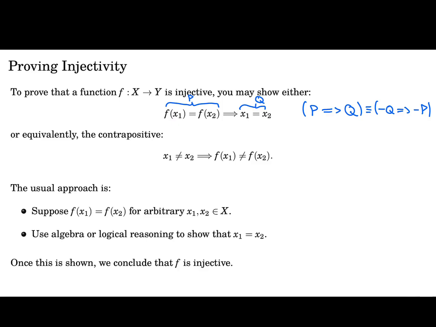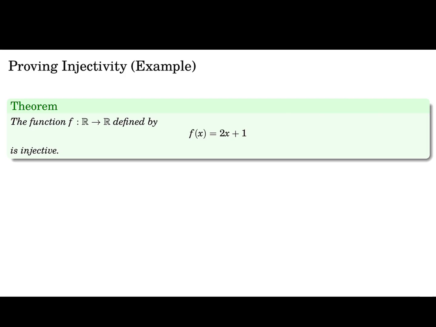Okay, so the usual approach, the direct approach, might be just to prove the top one. How can that work? Suppose f(x1) is equal to f(x2) for arbitrary x1 and x2. This needs to be true for every x1 and x2, that's why you need to take arbitrary ones. And then you use algebra or logical reasoning to show that x1 is equal to x2. Once this is shown, you can conclude that f is injective. So let's take a look at an example of this.